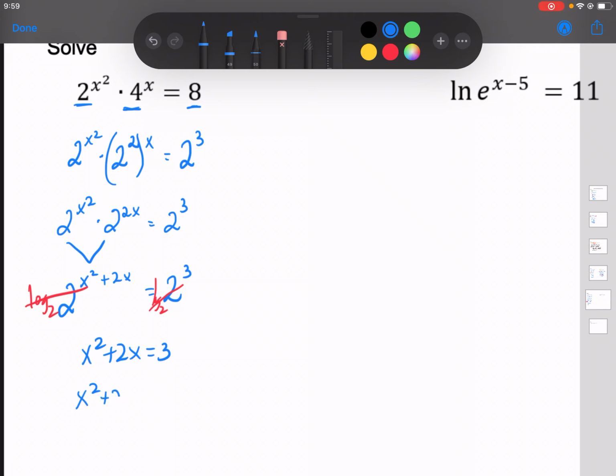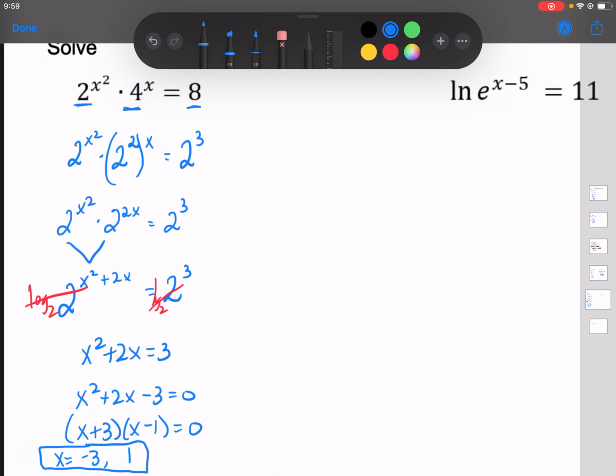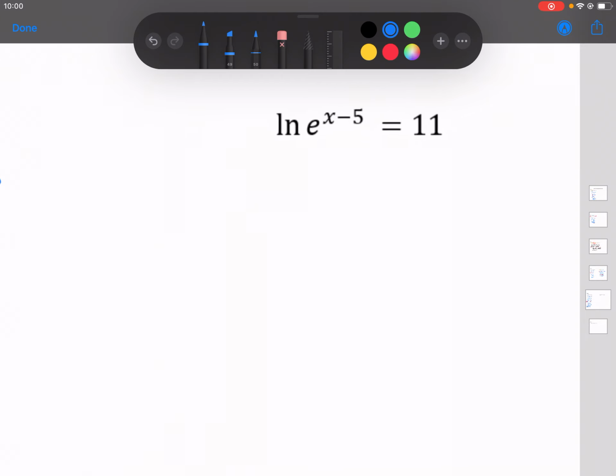So subtract 3. This is a prime example of one where we're going to have to factor. In fact, this factors to (x + 3)(x − 1). So our zeros would be negative 3 and positive 1. Once again, since there are no logs in the original problem, I don't have to double check for extraneous solutions. Just a few more to go.